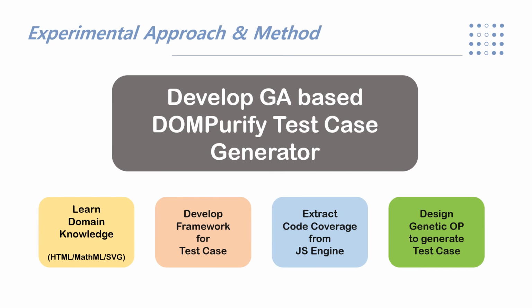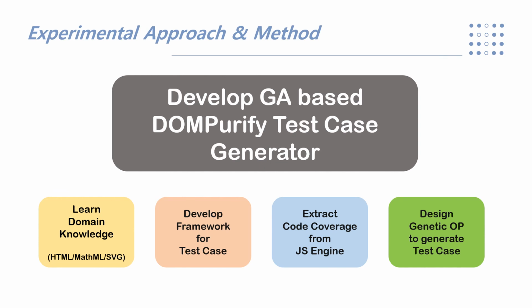So to explain our plan for approaching the task in detail, we would first understand and learn about HTML tags and the sanitization logic of DOMPurify. Secondly, we would develop a framework for parsing and manipulating HTML test cases. Thirdly, we would test JavaScript engines which are capable of instrumentation and code coverage collection to extract coverage features from DOMPurify's implementation. And lastly, we would design appropriate genetic operators to generate test cases.